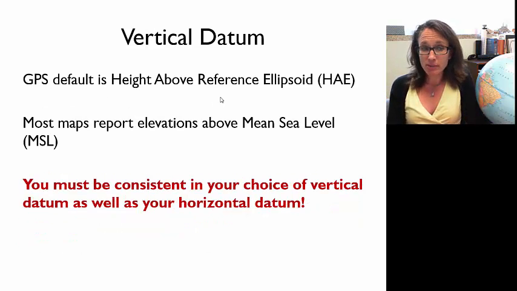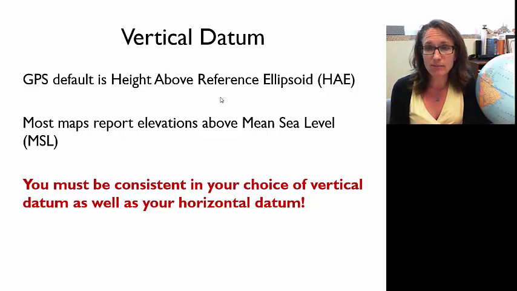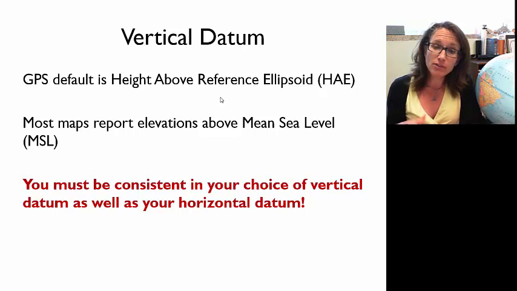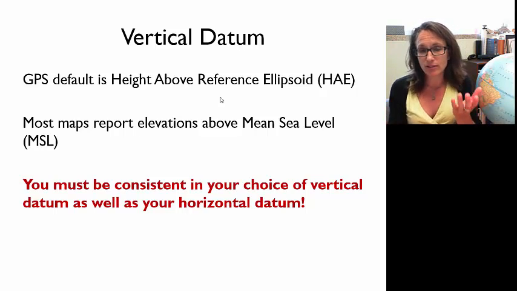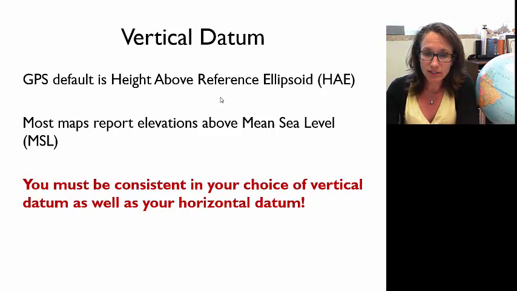So we've been talking about horizontal datums. We also have to worry about the vertical datum. And the GPS default is the height above the reference ellipsoid, the acronym is HAE. Many maps will report elevations above mean sea level, which is usually above a geoid model, and you just have to be consistent and make sure that you convert to match your elevation so that you're using the correct vertical datum and you can make adjustments if necessary.